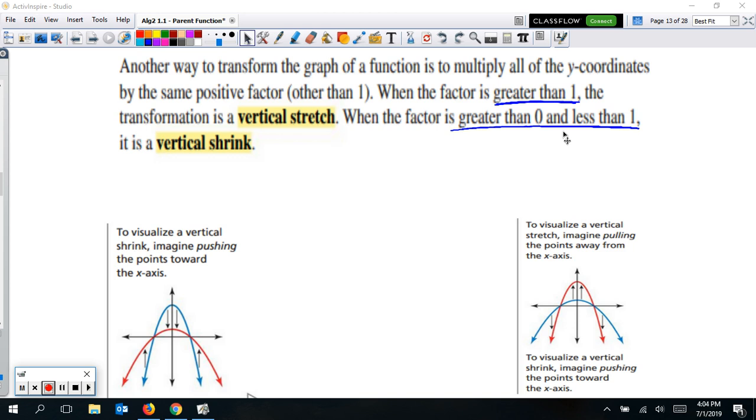So if that number, if your slope number is greater than 1, like if it's 2 or 3, you're going to have a stretch, vertical stretch. But if your slope number is like a 1/2 or 2/3, it's going to be a shrink. It's going to be a vertical shrink.